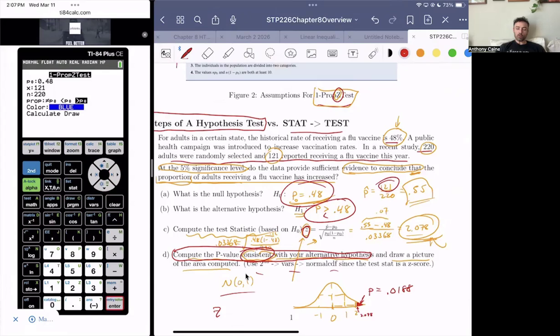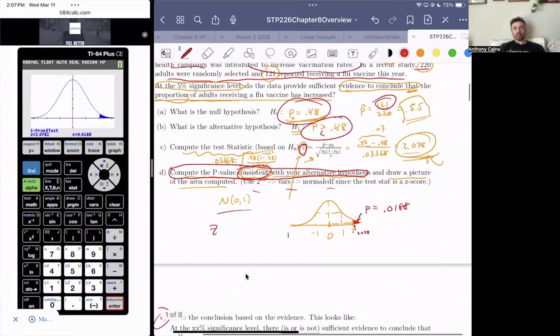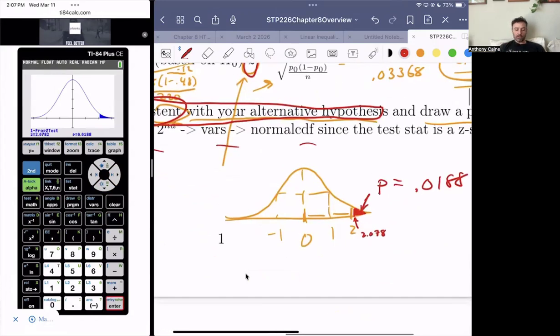It's that more people got the vaccine because we're trying to increase vaccine rates. We did this health campaign, all that stuff. Okay. I'm not going to hit calculate, I'm going to hit draw. And what do you know? We get a picture that looks just like this, right? It's a bump, it's centered at 0. A little bit to the right of 2 is where our shading starts.